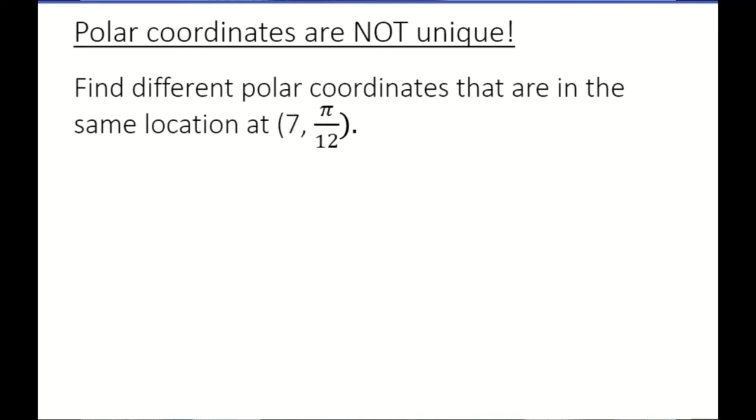And let me go through and show you how you can find many more points that are in the same location. So one strategy we can use is by adding or subtracting 2 pi.